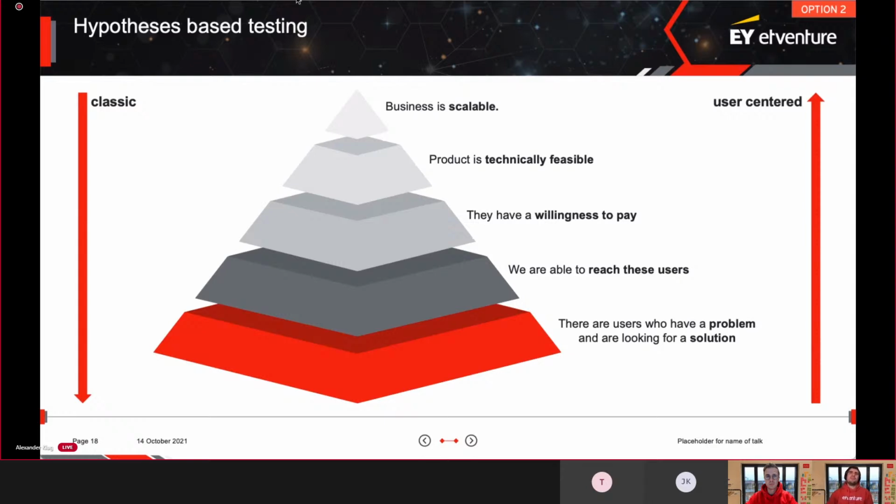So what is the classical way, which usually our clients and usually investors look around? Is this business scalable? What is your technical solution? What do they want to pay about that? Okay, how you reach the user? And then they are thinking maybe about the problem and solution.